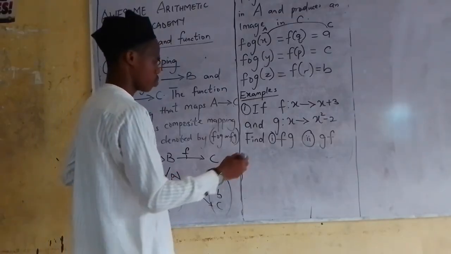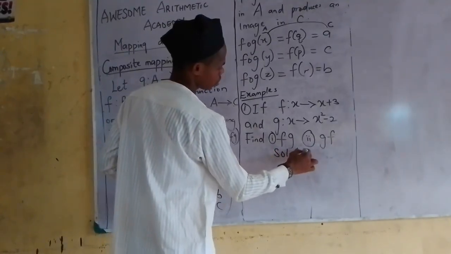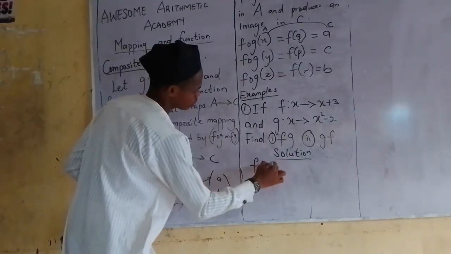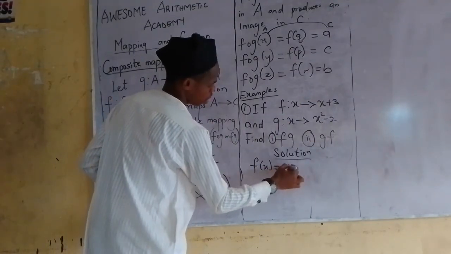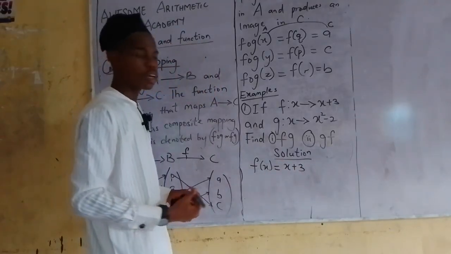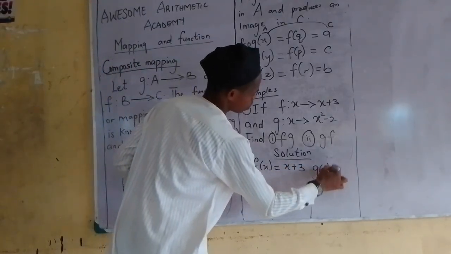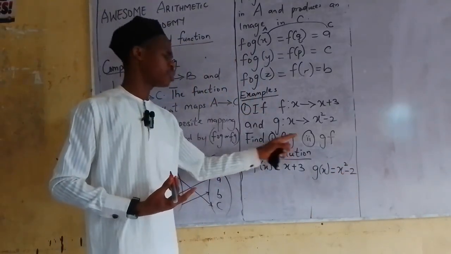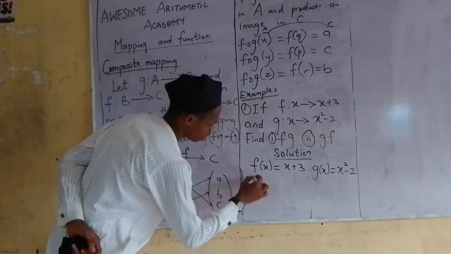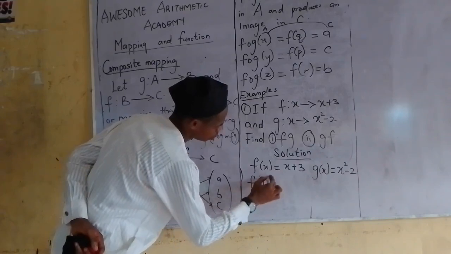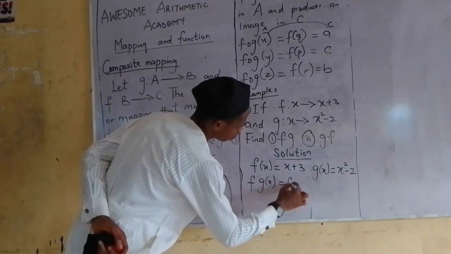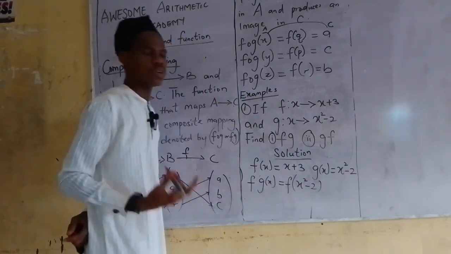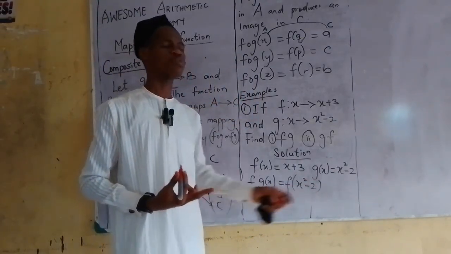Solution. Remember f of x was given to be x plus 3, and g of x was given to be x squared minus 2. So what are we looking for now? fg of x. What does that mean? When I have fg of x, that means f of g of x. What's g of x? x squared minus 2. So what am I looking for now? f of x squared minus 2.